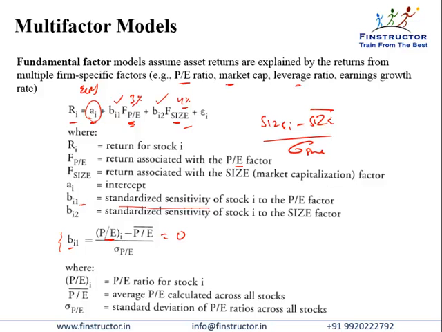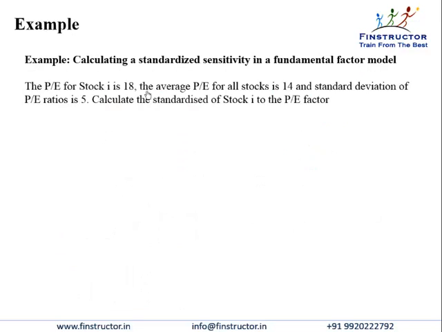X bar. The PE for a stock is 18. The average PE for all stocks is 14 and the standard deviation of the PE ratios is 5. Calculate the standardized beta of stock I to the PE factor. So standardized beta would be the PE for our stock minus the PE for all stocks, that is 14, divided by the standard deviation of PE, that is 5. So it will be 4 upon 5, that is 0.8.